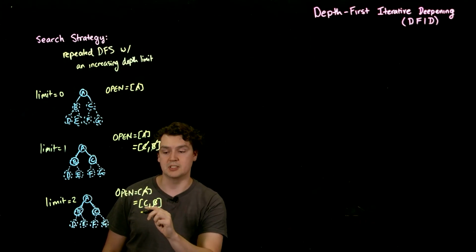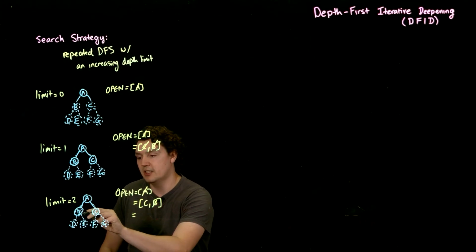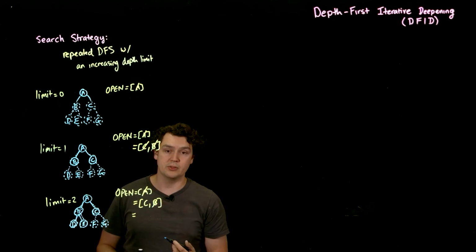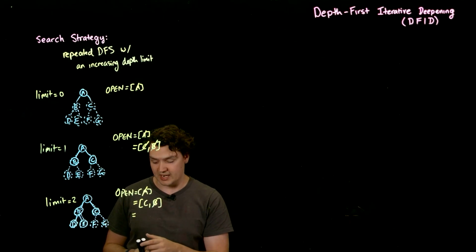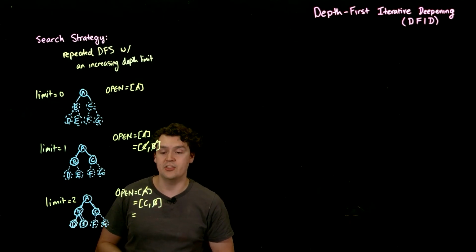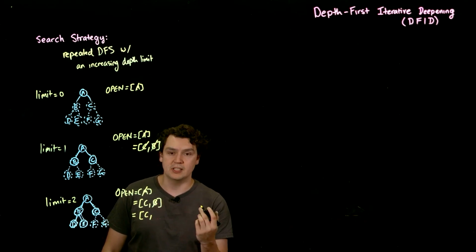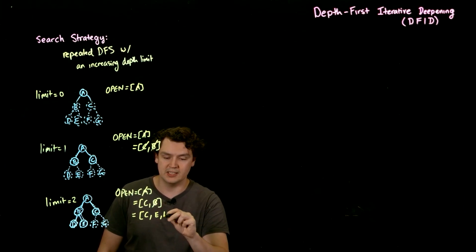We're going to pop and expand B. This time we generate its children, so D and E are both valid children. They both have a depth of 2, and so they're within our current limit. We actually find and add them this time. So C remains in the open list, and now we find D and E. You can put them in either order, doesn't matter.